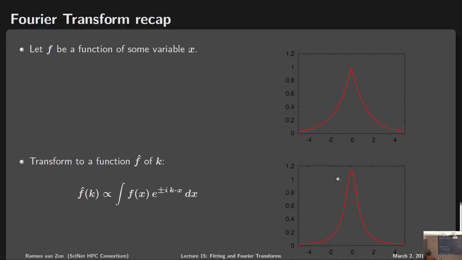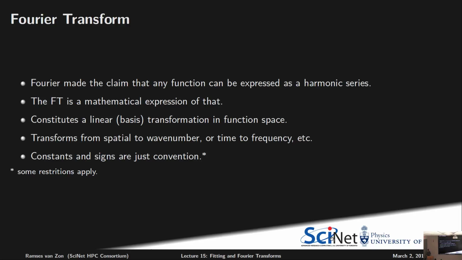Okay, spatial wave vectors. You can call them wave vectors, you can call them frequencies. If this is time, then these are frequencies. If this is space, these are wave vectors. Those are the two spaces. You can go back and forth, so that's kind of nice.